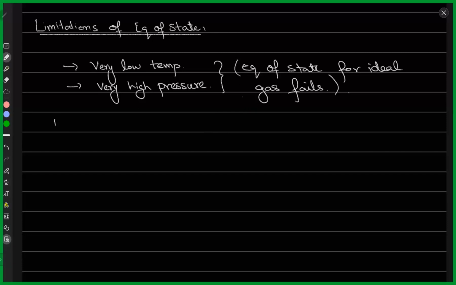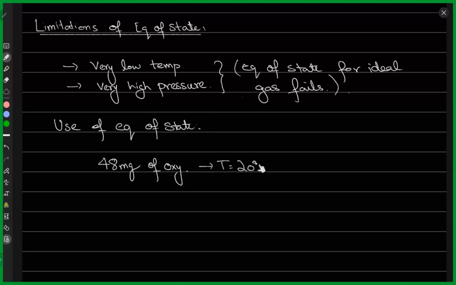But anyway, let's see how I can use this equation of state. It's a very simple and basic example that I'll give you. Suppose that you have 48 milligrams of oxygen, and it is maintained at a temperature of 20 degrees Celsius. And suppose the pressure where this 48 milligrams of oxygen is, is 1.0 times 10^5 pascals. All right, so that's the situation.